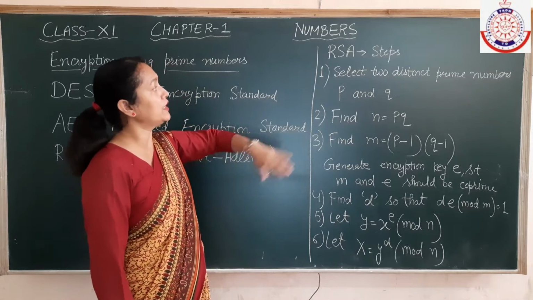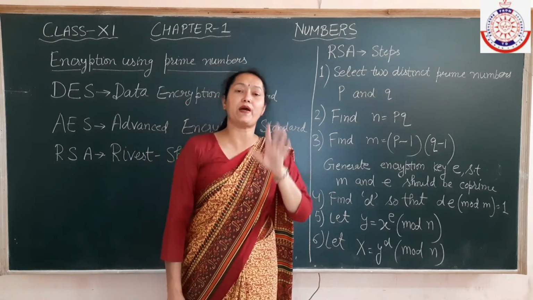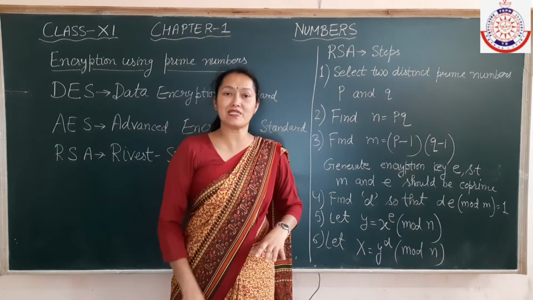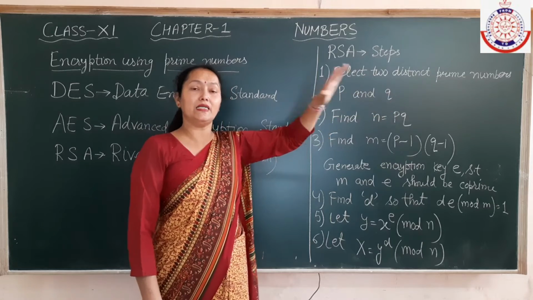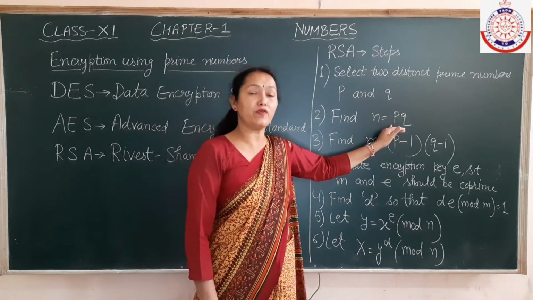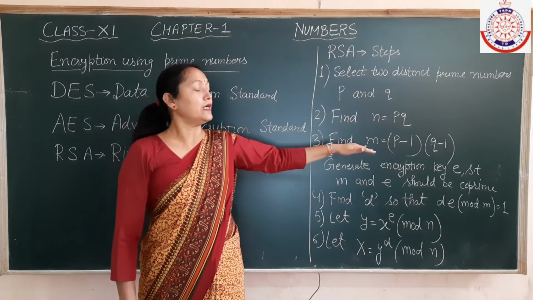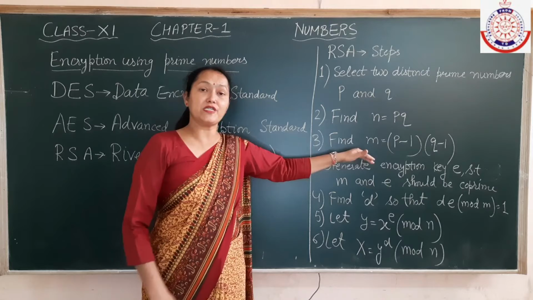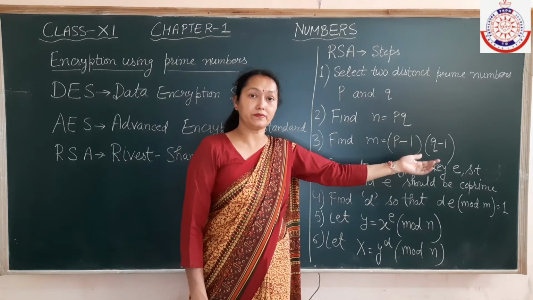First step, we have to select any two distinct prime numbers. Two different prime numbers are to be selected. Suppose we call them P and Q. Then we get one number n, which is equal to the product of these two prime numbers. Another number m is equal to (p minus 1) into (q minus 1).